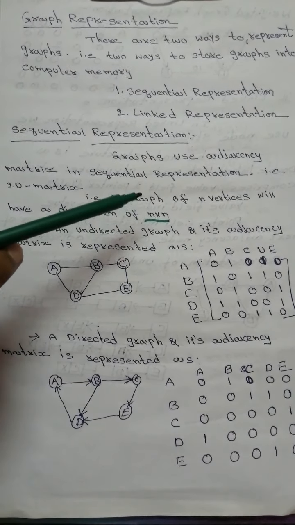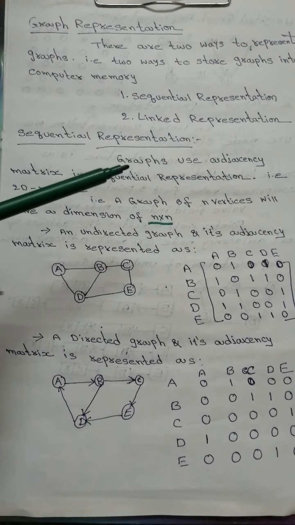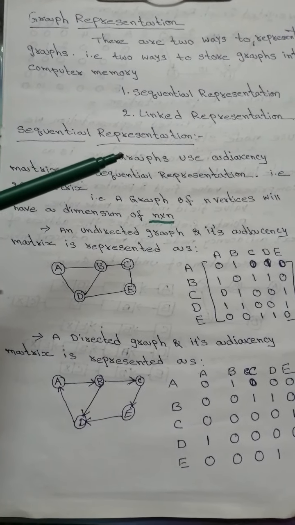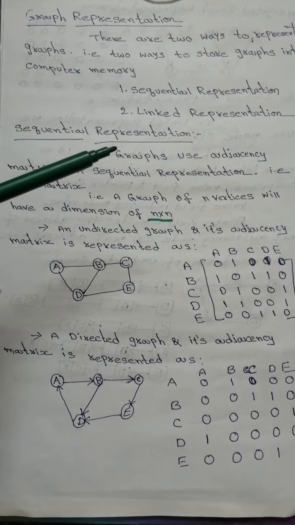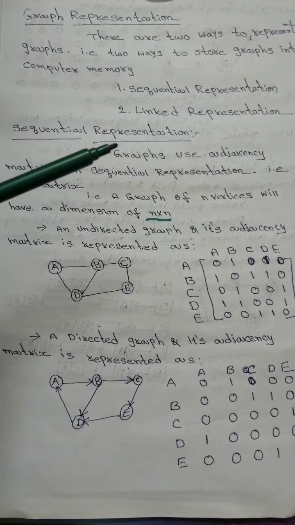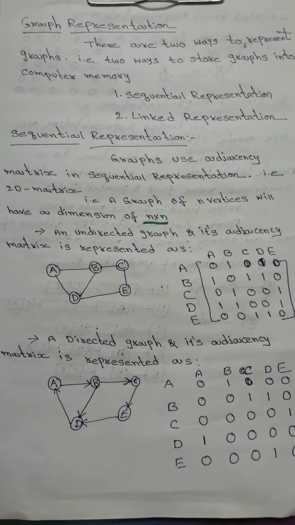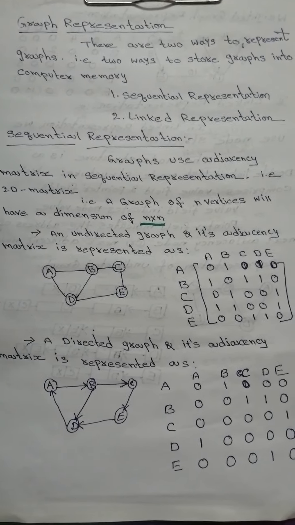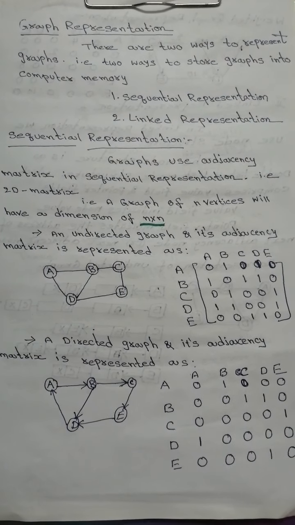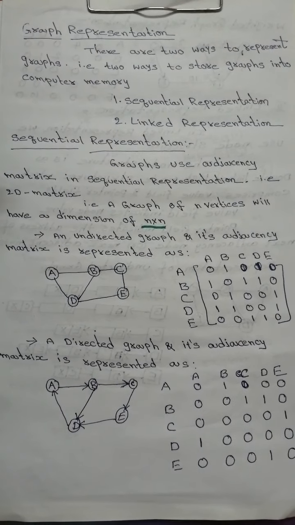So if I have 5 vertices, 5 rows, 5 columns. If I have 3 vertices, 3 rows, 3 columns. If I have 2 vertices, 2 rows, 2 columns. Like this we will be representing. Now we can explain the graphical representation by taking a simple example of a graph.